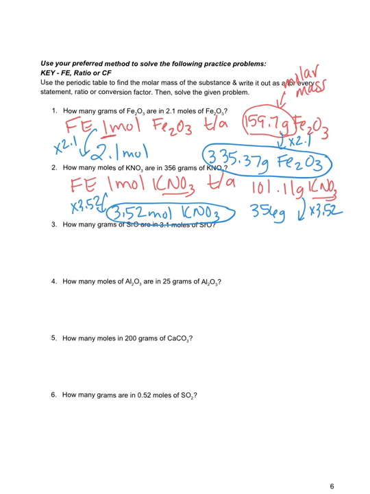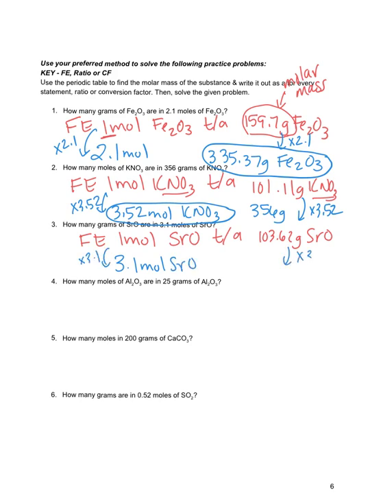Next one. It says SrO. So my first thing is find the molar mass. I find the molar mass of SrO. So for every 1 mole of SrO, there are 103.62 grams of SrO. So that's step 1. Step 2 now is I'm going to take the information, 3.1 moles of SrO, I multiply by 3.1, and I get 321.22 grams of SrO for that one.